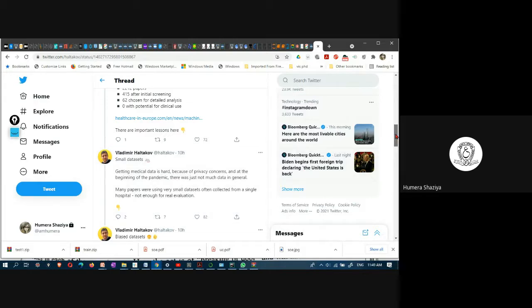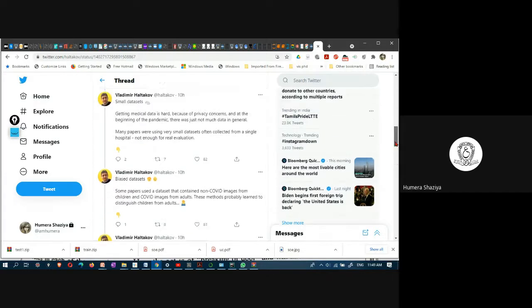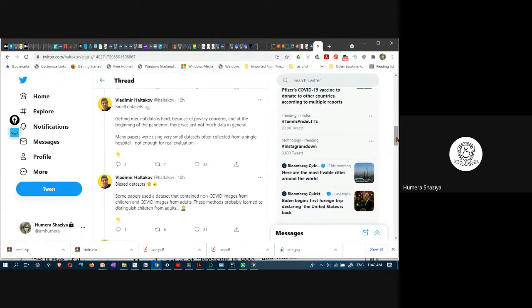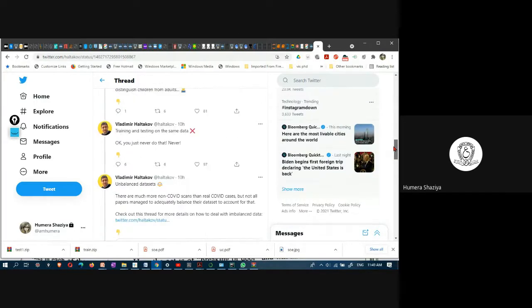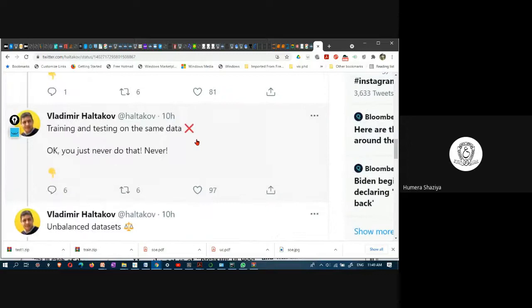This is the application of artificial intelligence and machine learning in the medical domain. He is giving the reasons also why they are not usable, because of small data sets, biased data sets, and training and testing on the same data. Look at it, it is a red X.